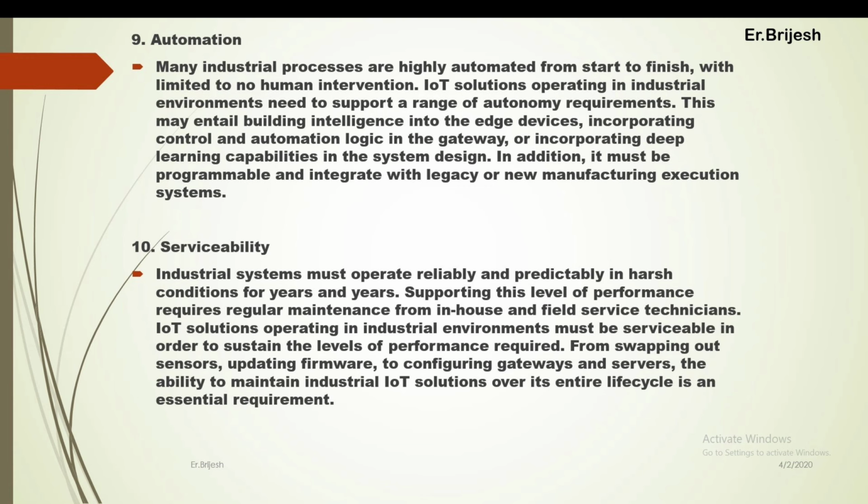And the 10th and last point is serviceability. Industrial systems must operate reliably and predictably in harsh conditions for years and years. Supporting this level of performance requires regular maintenance from in-house and field service technicians. IoT solutions operating in industrial environments must be serviceable in order to sustain the levels of performance required, from swapping out sensors and updating firmware to configuring gateways and servers. The ability to maintain industrial IoT solutions over their entire life cycle is an essential requirement.